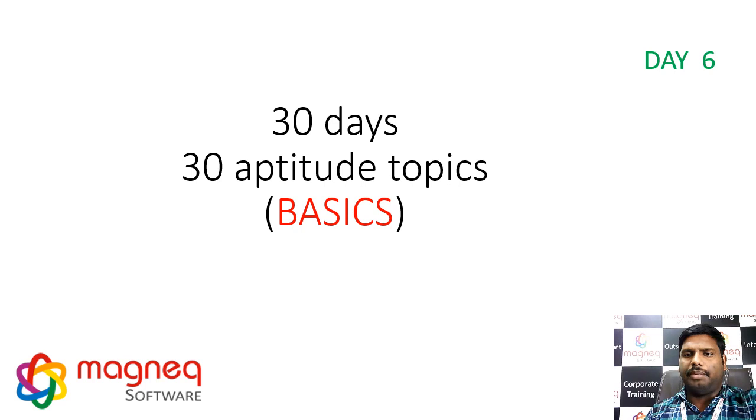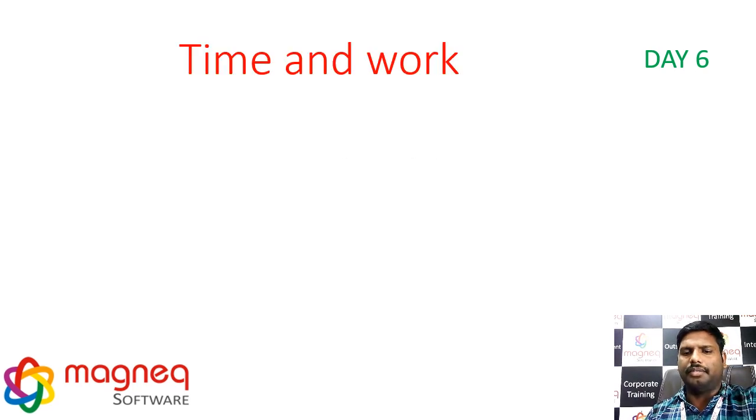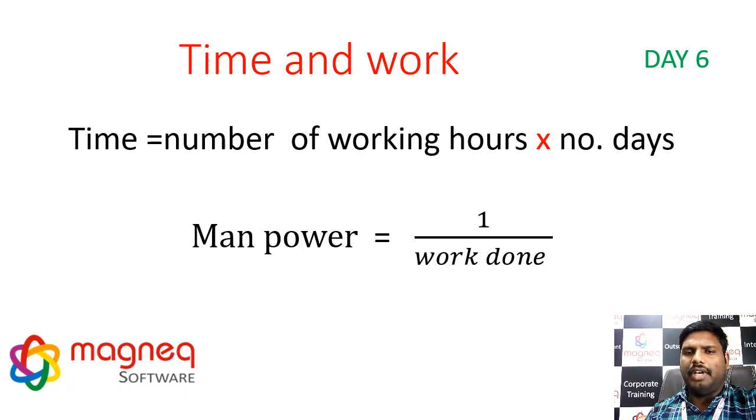30 days, 30 aptitude topics. Day 6. Today's topic: time and work. Time equals number of working hours into number of days. And manpower is always inversely proportional to work done.